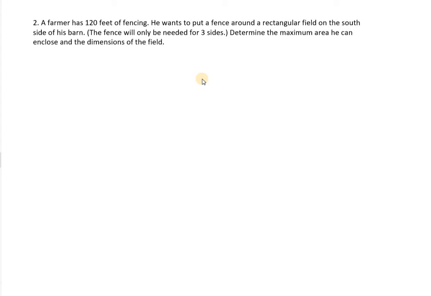of the field. Okay, so to have my picture of what's going on here, I have a pen on the south side of the barn. So here's the barn, and this is going to be the width. This is going to be the width. And this length right here is 120 minus 2W. Because we have 120 feet of fencing, I've used W over here and W over here, so what's left is 120 minus that. Now this problem is not going to be a square.